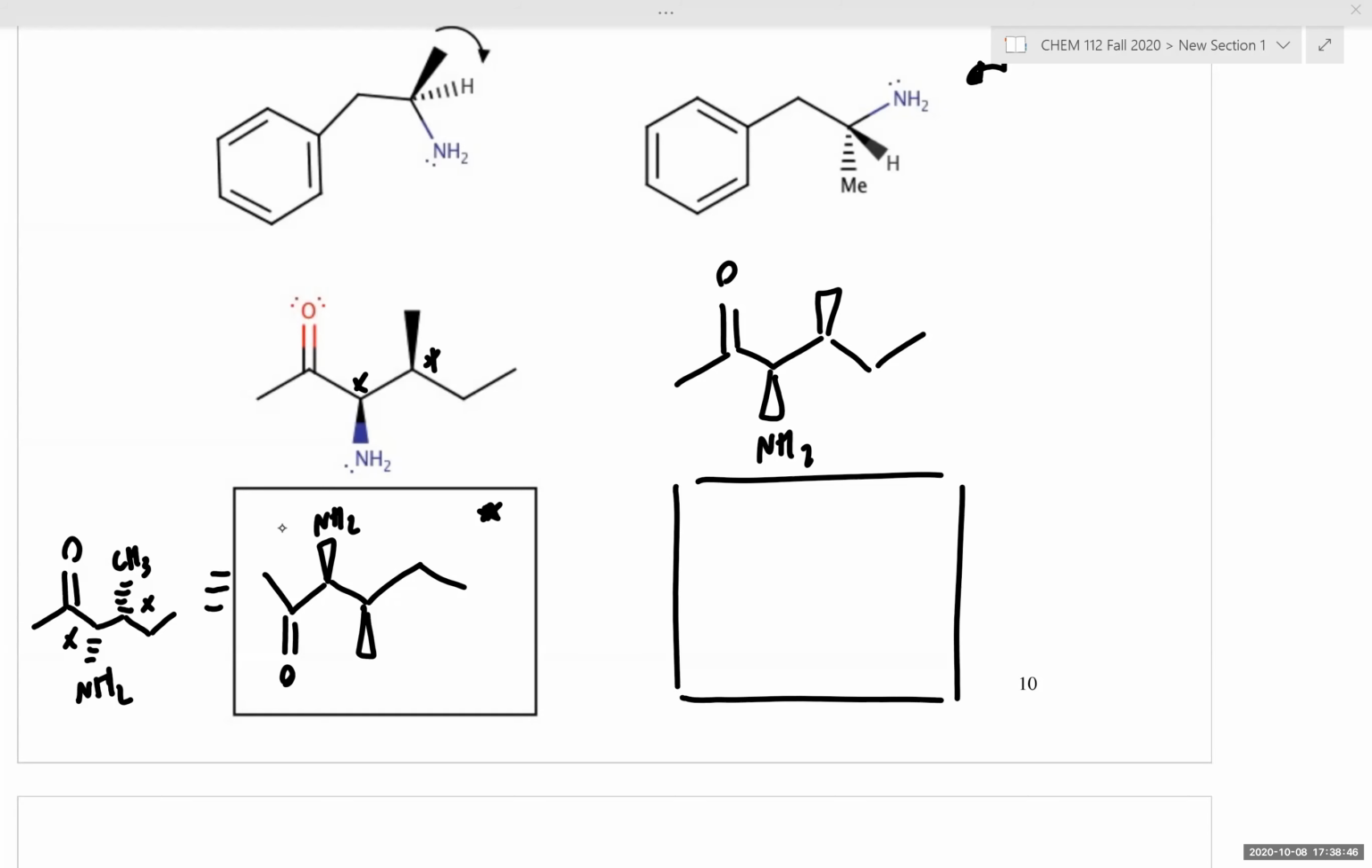So just to showcase the other method, if we draw the same skeleton and invert every stereocenter using our previous method, this is another way of drawing our enantiomer. Both of these structures that we've drawn are different ways of drawing the same enantiomer. The structure before and after inversion are different. These are different enantiomers.